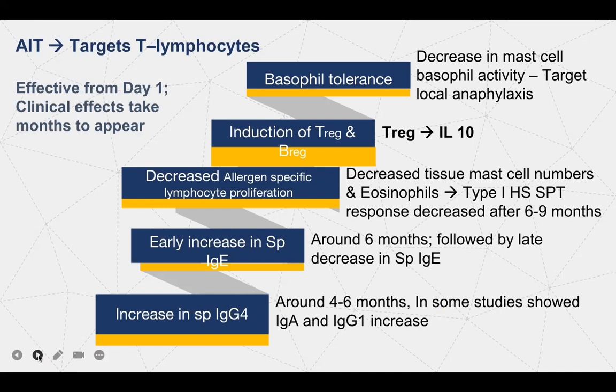So they will induce Treg cells and Breg cells. Therefore, the Treg cells will produce more interleukin-10. Already we know the function of interleukin-10: it decreases allergen-specific lymphocyte proliferation. So there is a decreased tissue mast cell number also. Eosinophil number will come down, and type 1 hypersensitivity reactions, that means the skin prick test response, will also decrease, but after 6 to 9 months. And there will be some early increase in specific IgE, maybe around 6 months, followed by a late decrease in specific IgE. Also around 4 to 6 months, there will be an increase in specific IgG4. And some studies have shown that mucosal IgA and IgG1 also increase.